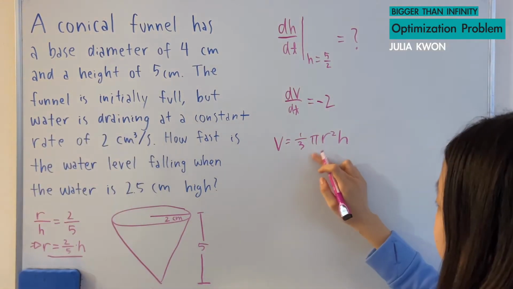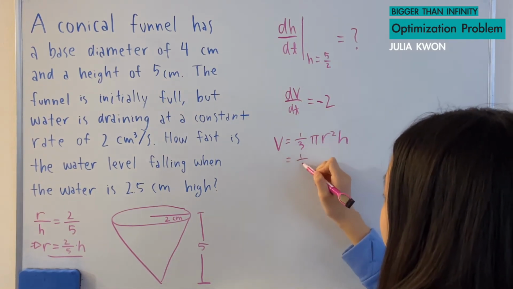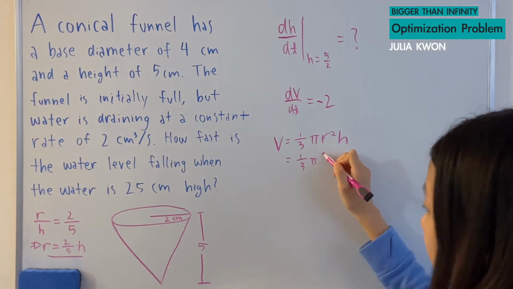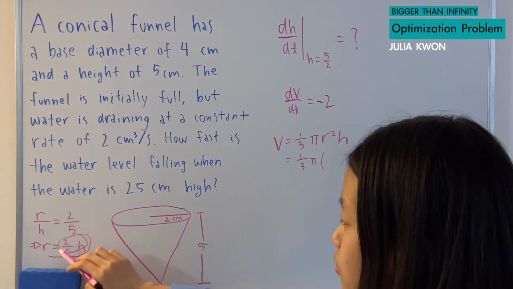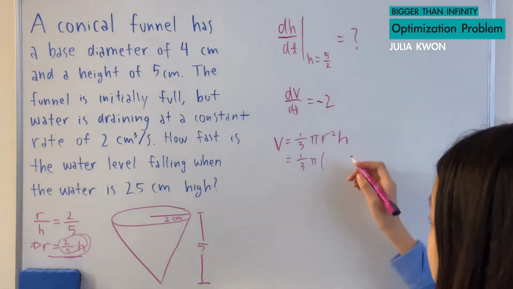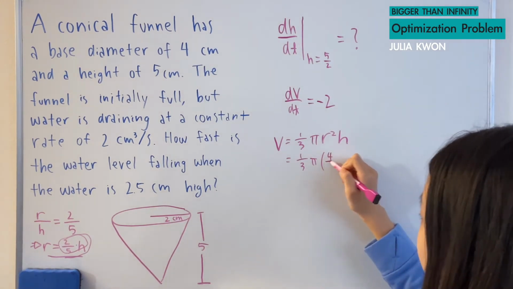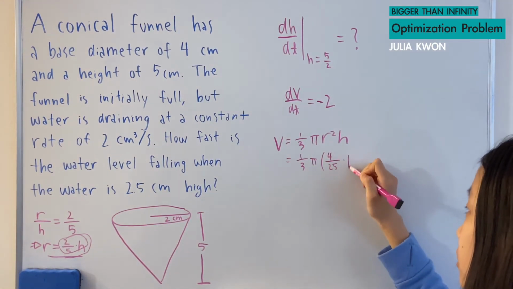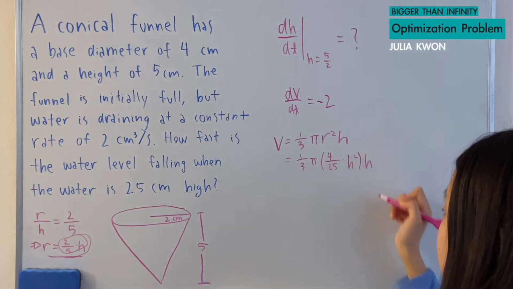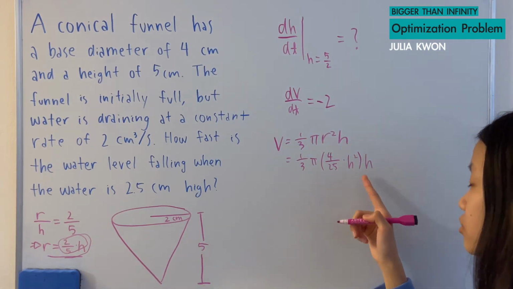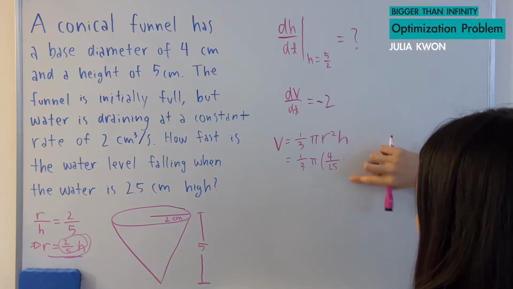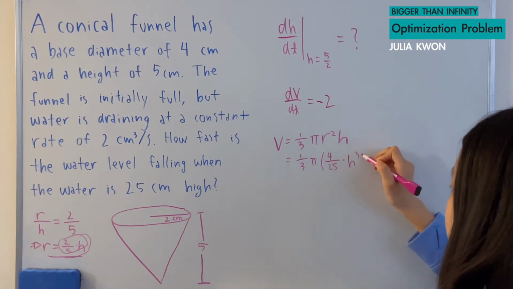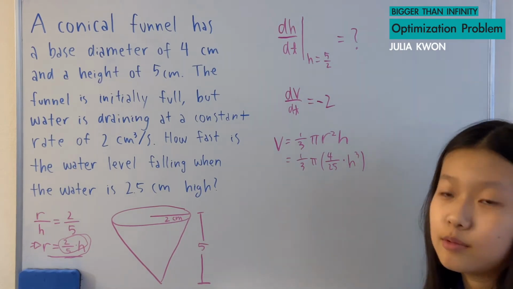And after we do that, we'll have 1 divided by 3 times pi times, we're going to have to square our radius, which is 2 divided by 5 times h, which will be 4 divided by 25 times h squared, times h. Since we have h squared times h, we can just change that to h to the power of 3, since we added the exponents together.